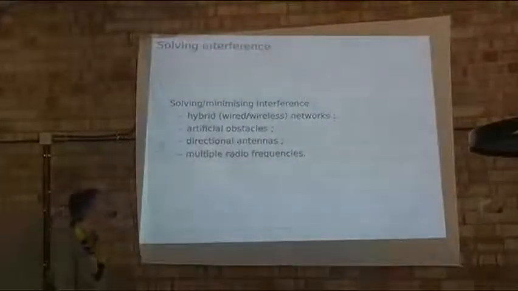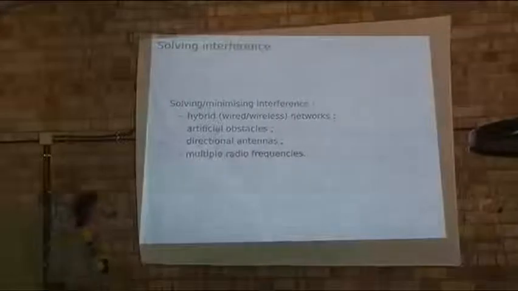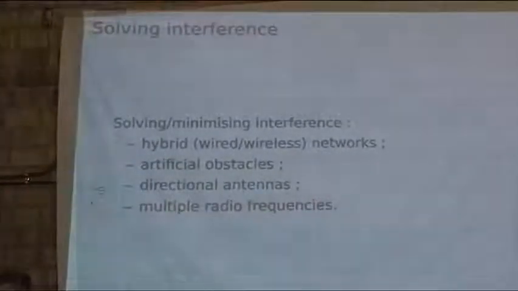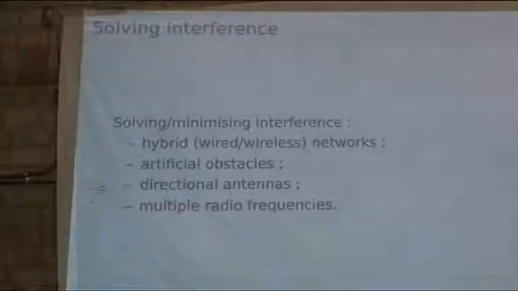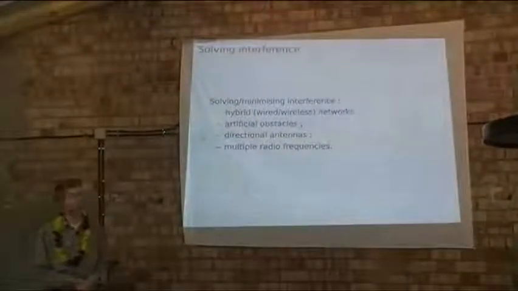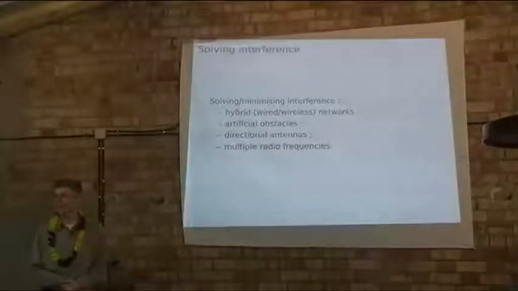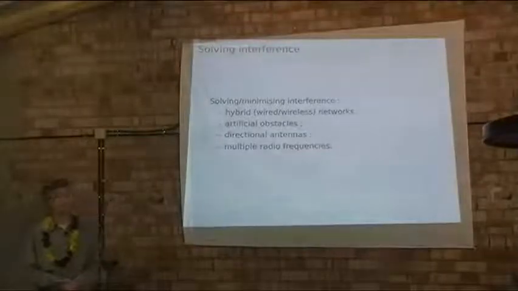So how can we minimize this interference? Well, one thing is we can use hybrid networks. I think that we're all doing that. We're using networks in which we have wireless links, and when we can, we put cables, we put fibers. The cables and the fibers do not interfere with the radio, so we're minimizing the interference.